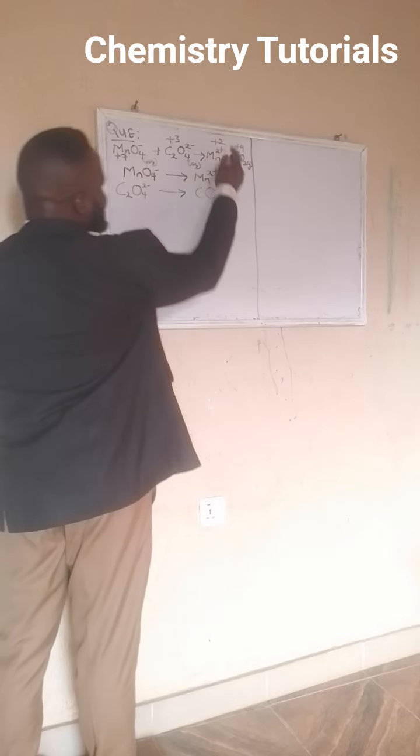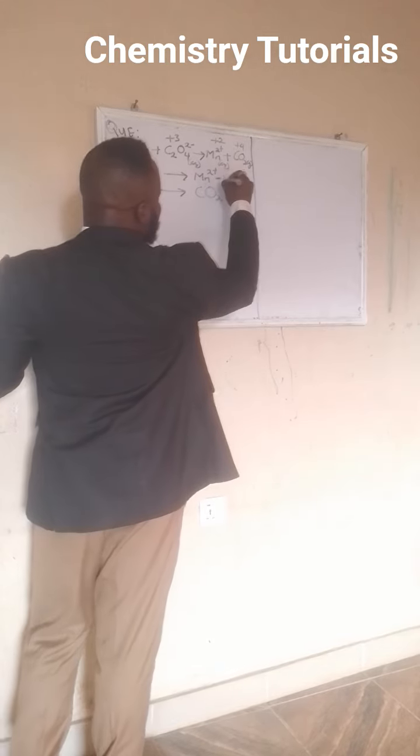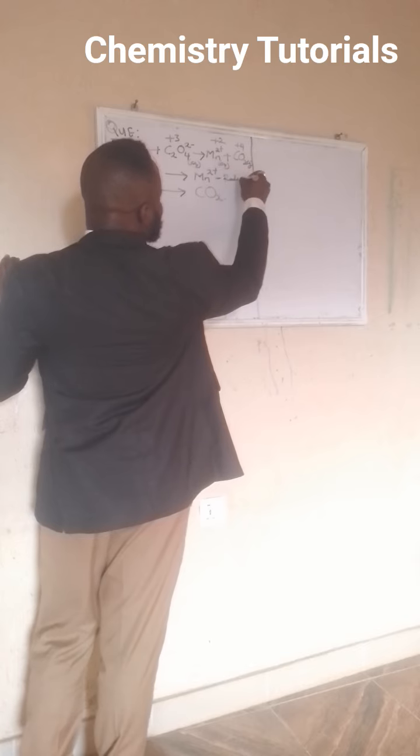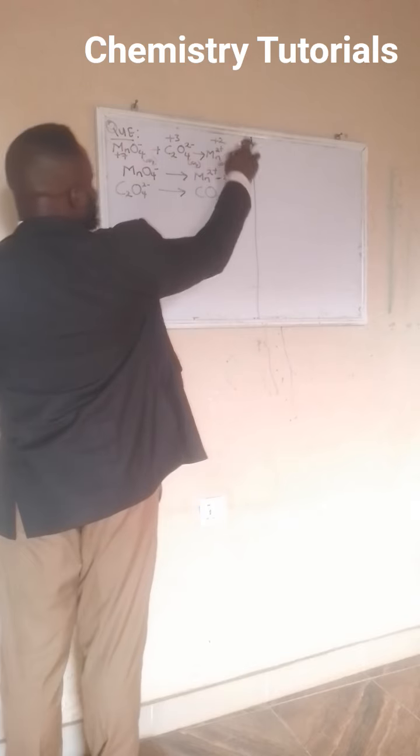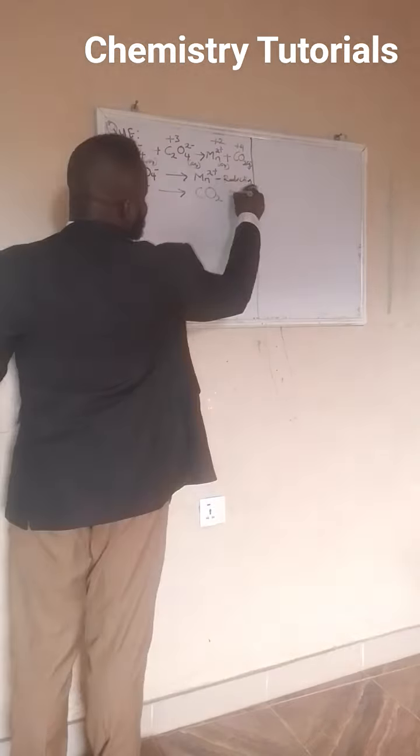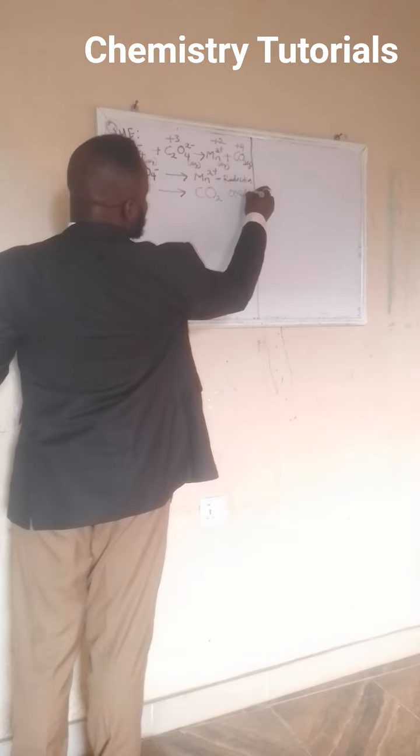So from +7 to +2, that is reducing, and that process is definitely reduction. And from +3 to +4, there's an increase, and that process is known as oxidation.